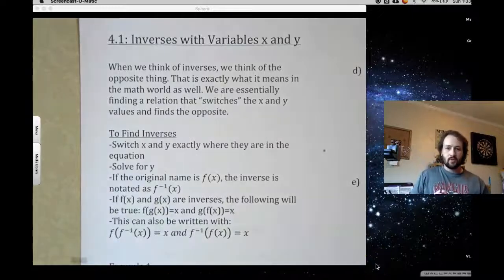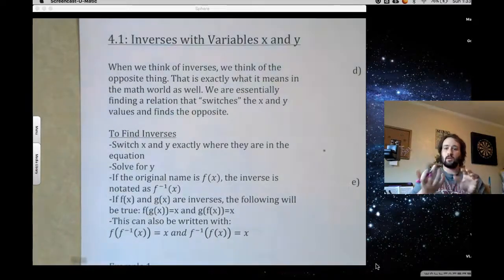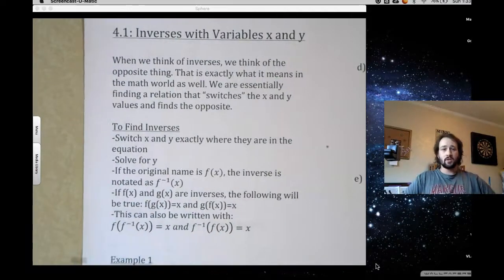In this video, we're going to be talking about section 4.1, which is really just dealing with inverses. When we think of inverses, inverse just kind of means the opposite. It's going the opposite direction. For functions and relations, it means the exact same thing.